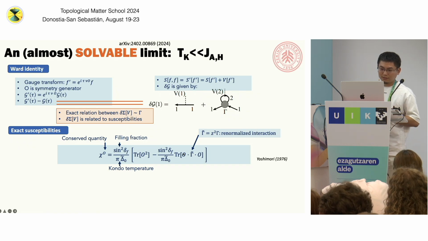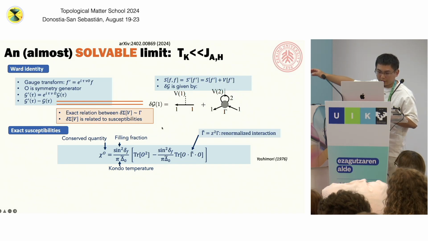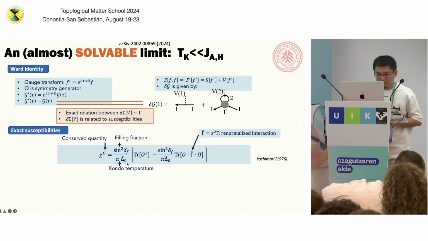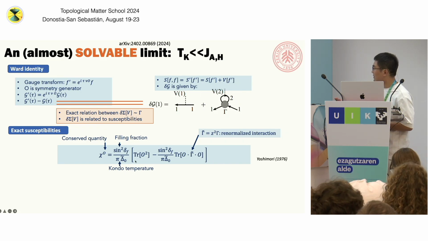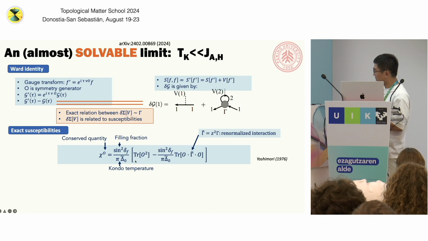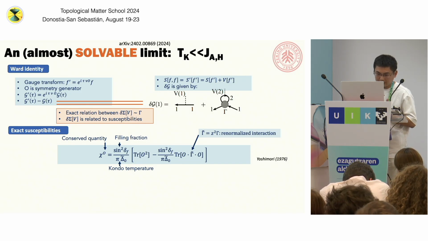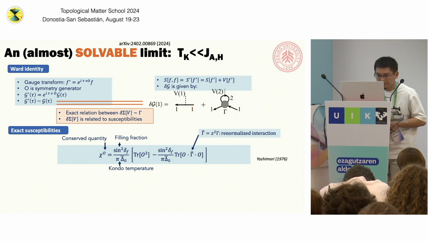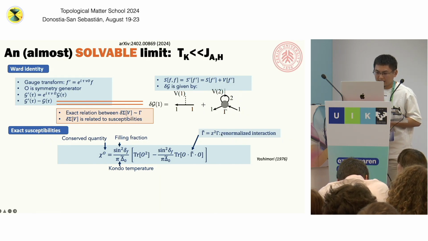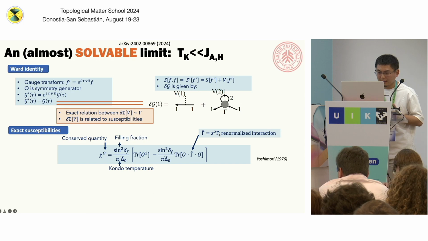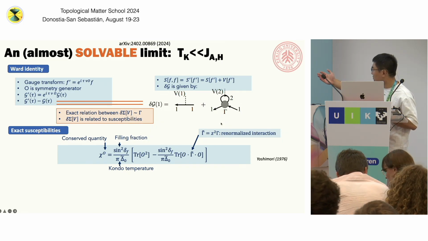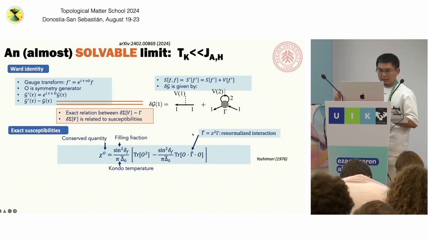So the bare values do not enter this expression. All the parameters on the right-hand side are renormalized. For example, this delta 0 tilde is a renormalized parameter, the Kondo temperature, or the energy scale of the Fermi liquid. And this gamma tilde is given by z squared times gamma. Gamma is the full vertex function, and z is the quasi-particle weight.